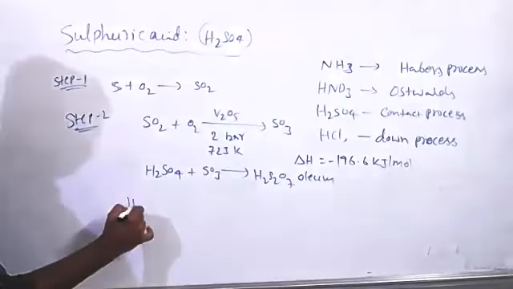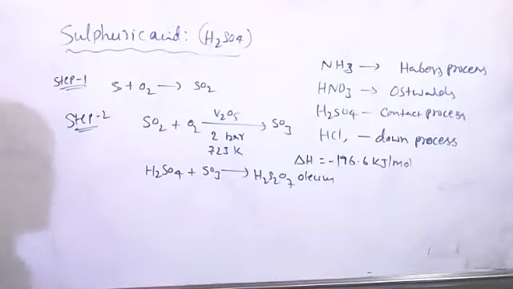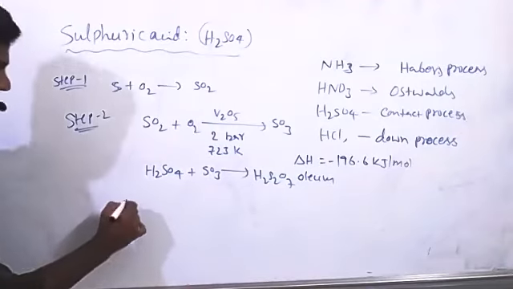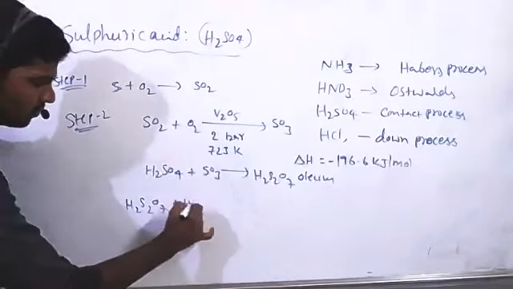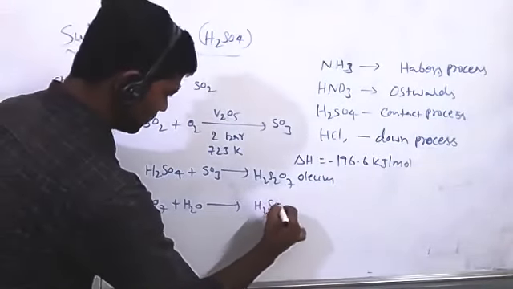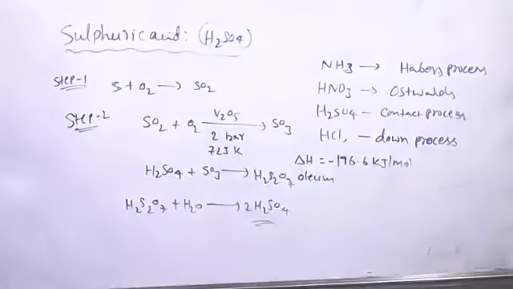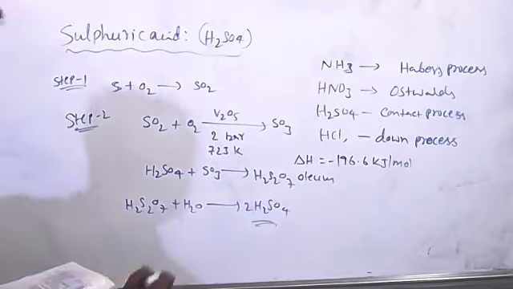Now oleum in water, or when it is heated, gives H2SO4. 2 moles of H2SO4 are obtained. So dilution of oleum with water gives H2SO4 of the desired concentration. In the industry, two steps are carried out simultaneously to make the process a continuous one and also to reduce the cost. So the sulfuric acid obtained by the contact process is nearly 96 to 98% pure.